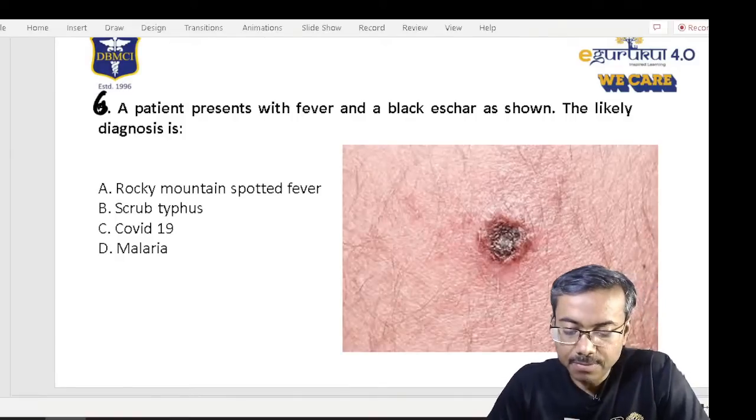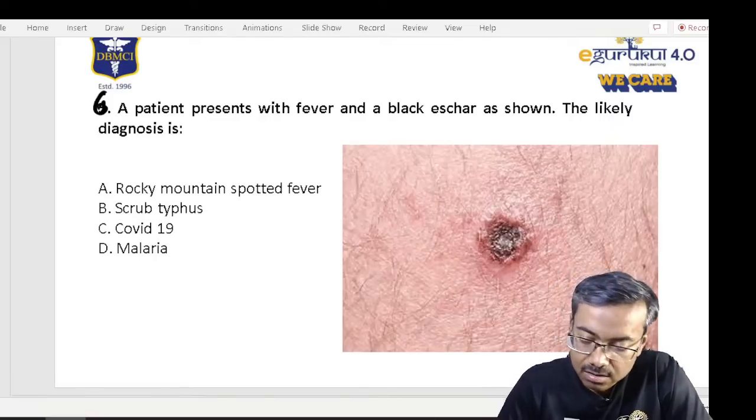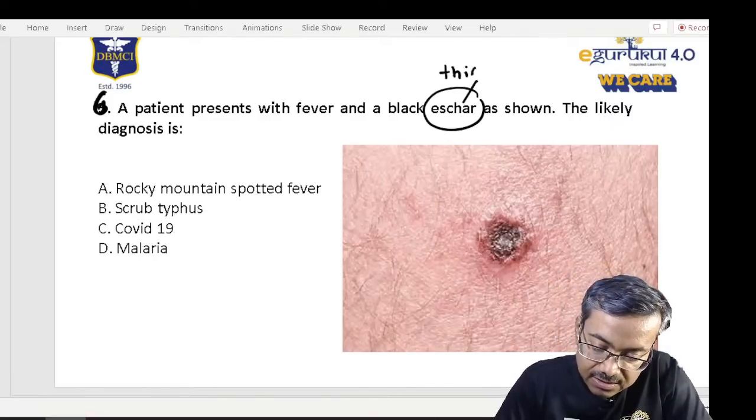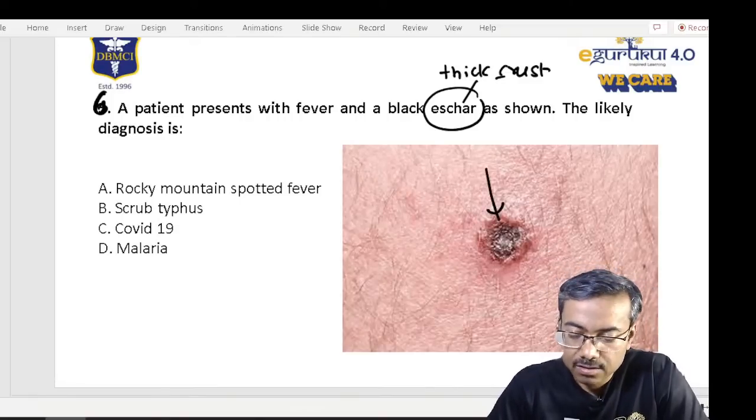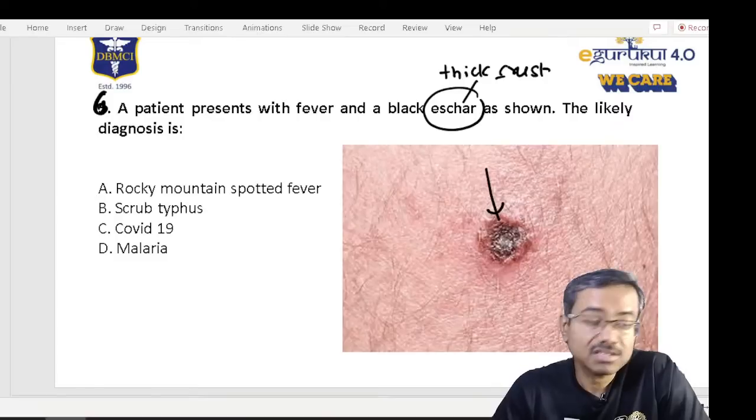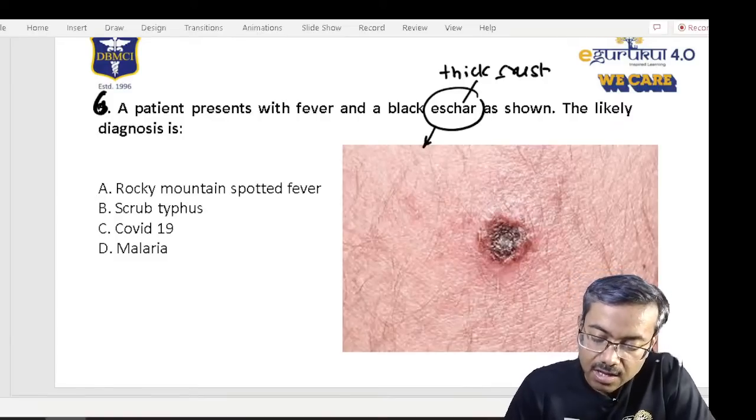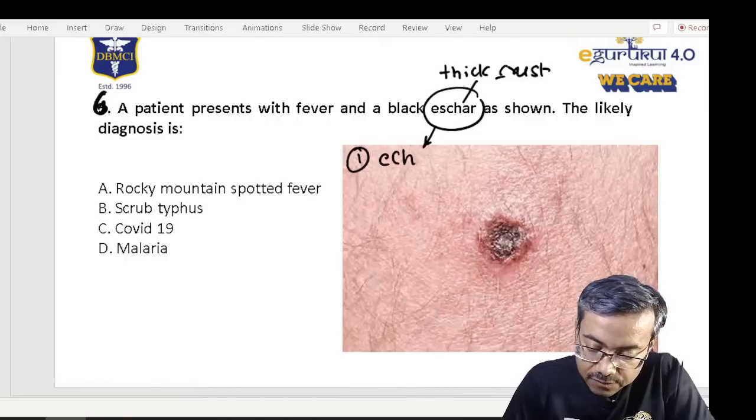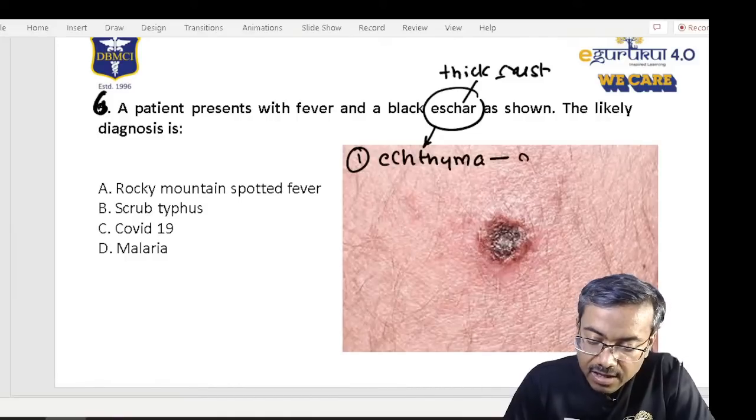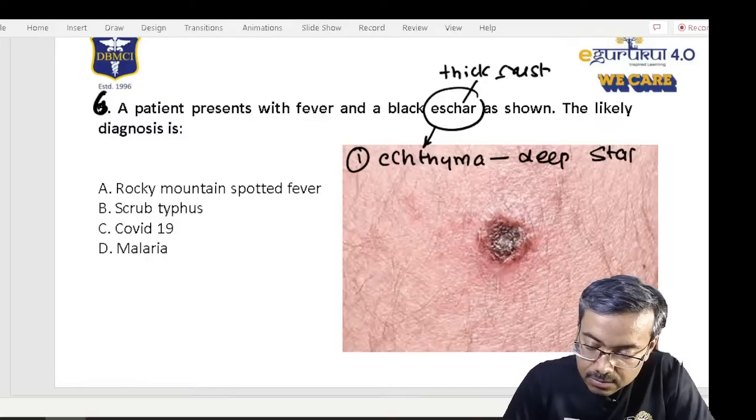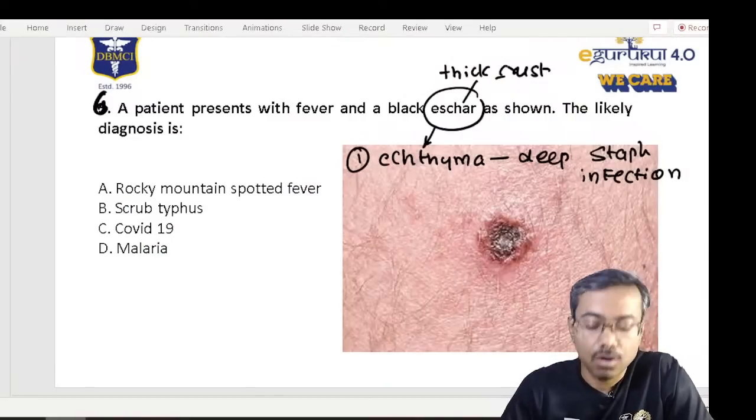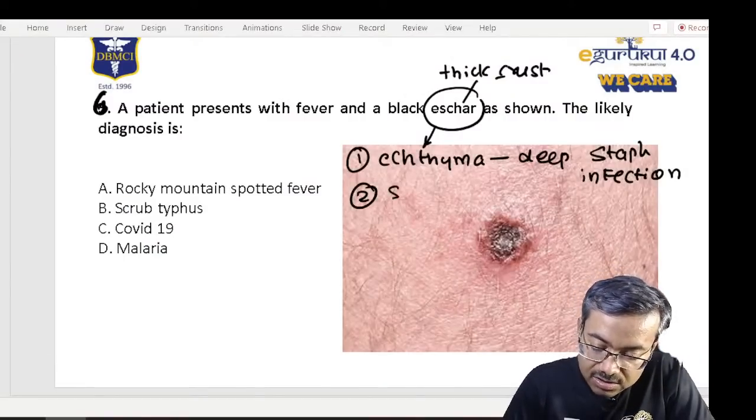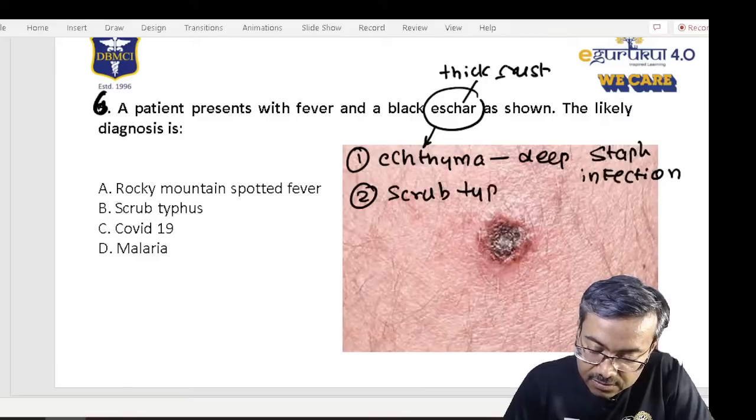A patient presents with fever and a black eschar. Now, what's an eschar? Eschar is a thick crust. Can you see this thick crust? The likely diagnosis? Crusting and eschar formation in dermatology happens first of all with a condition called ecthyma. Ecthyma is a deep staph infection on the skin. That's one cause. The second cause is something called scrub typhus.